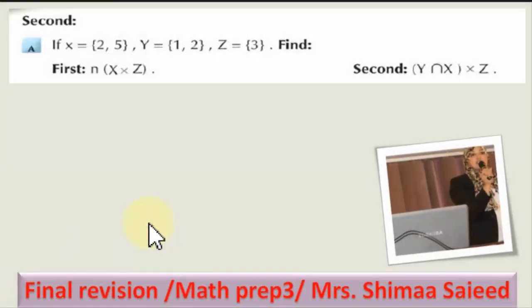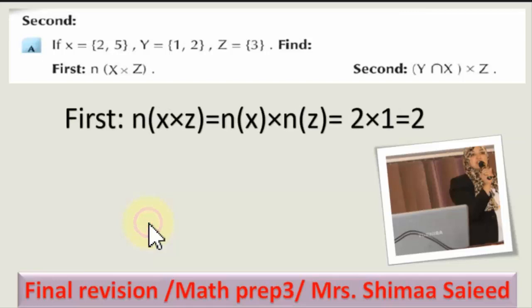Secondly, if x equals the set {2, 5}, y equals the set {1, 2}, z equals the set {3}. Find n of the Cartesian product of x and z. You know that n of the Cartesian product of x and z equals n of x times n of z. x has 2 elements, z has 1 element, so 2 times 1 equals 2.